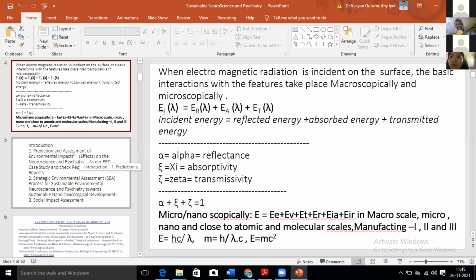Do, re, mi, fa, sol, ti, do, re, mi. Do, re, mi, fa, sol, la, ti, do, ti, la, so, fa, mi, re, do, re, mi, fa, sol, la, ti, do, ti, la, so, fa, mi, re, do. This is the scale. This is being vibrated here in macro scale, micro scale, and nano scale, and close atomic and close molecular scale. This is the sound of music.